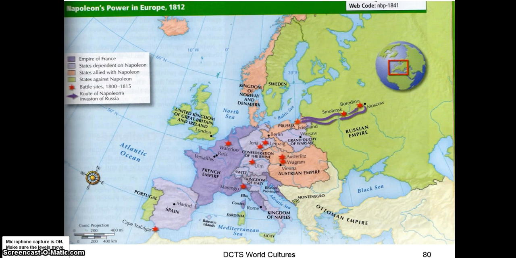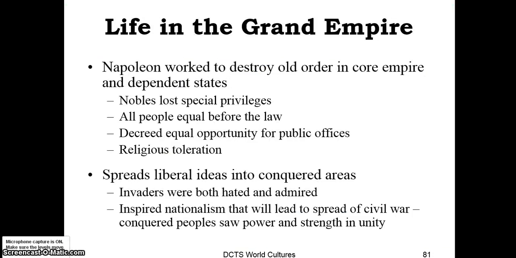Anything dark purple is the enlarged France. Small purple is a dependent state on Napoleon, and the pink is allied with Napoleon. So you can see it completely redraws the entire map, and all of Central Europe becomes part of this grand empire. The green are countries that are allied against him. Okay, so that gives you an idea of just what this empire looks like.